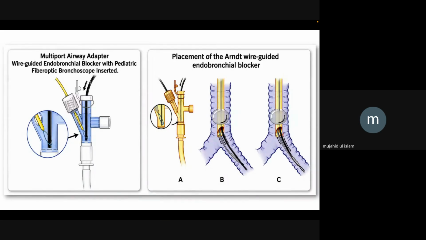After endobronchial intubation, the multi-port airway adapter is attached to maintain continuous ventilation while allowing passage of both the bronchoscope and the blocker. The bronchoscope is passed through the nylon wire loop of the arm blocker, and the blocker is guided under direct vision into the target bronchus. Once the desired position is confirmed, the bronchoscope and wire loop are withdrawn, the balloon is inflated to achieve lung isolation, and the final position is confirmed with fiber optic bronchoscopy.